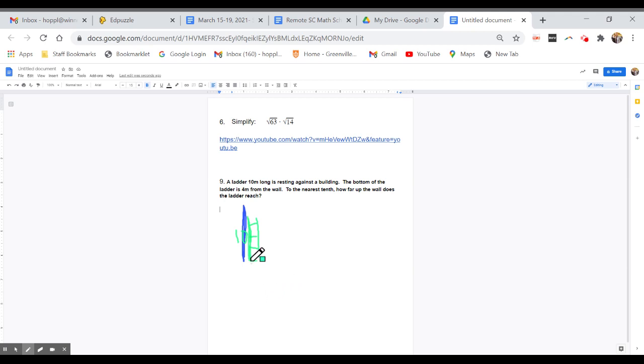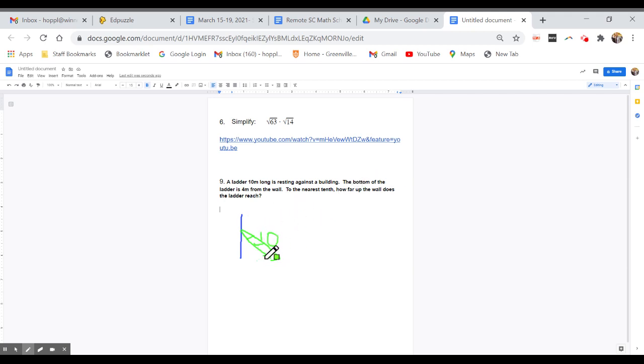And then it's also saying that it's, actually, let me redo this because my ladder needs to be a little bit farther out from my wall here. So let me do this again. So I have my building. I'm gonna draw my ladder. I'm gonna put it out here. There we go, there's my ladder, and it's 10 meters long.